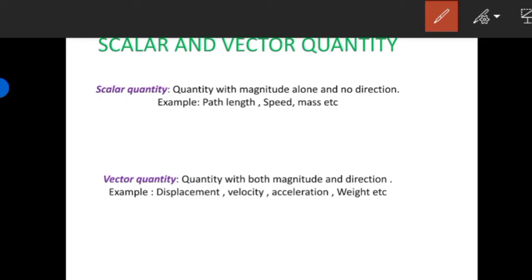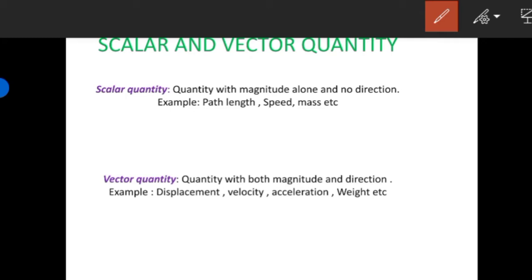Now, we shall discuss scalar and vector quantities. Now, let us see what is scalar quantity and what is vector quantity. Scalar quantity means quantity with magnitude alone and no direction. Now, what is magnitude? Magnitude is nothing but numerical value that defines the measure of a quantity. So, it represents the numerical value.